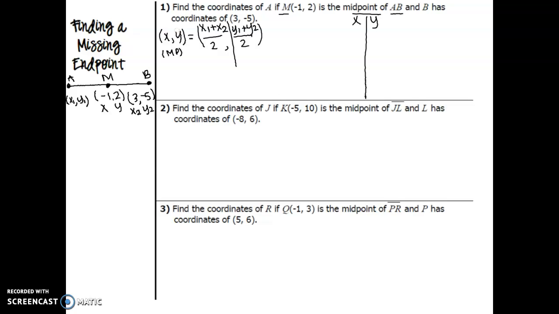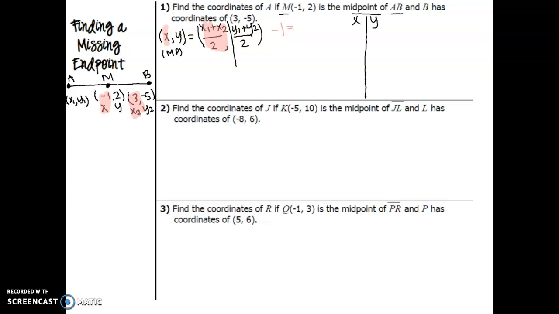So again, I'm going to work with my x's first. I'm going to be replacing these values with the values that I have here. Okay, so first I have to find my x coordinate. My x coordinate in my midpoint, that's a -1. So I'm going to say -1 equals.